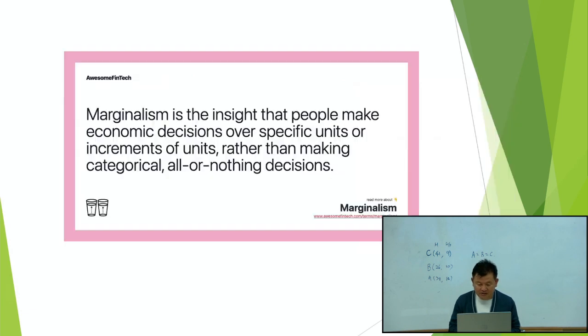Okay, so marginalism is the insight that people make economic decisions over specific units, a $1 hamburger or a $1 hot dog or a hamburger-hot dog combination. They make economic decisions over specific units, so increments of units, rather than making categorical all-or-nothing decisions. This is a marginal concept, okay?